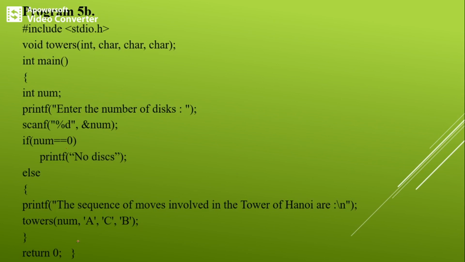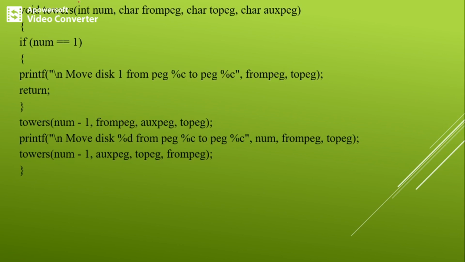If this job is done, I am going to return 0. That means it's the end of the job. Let's understand the towers function. The towers function here, as I told previously, will contain 4 parameters: number of disks, from peg, to peg, and auxiliary peg. So this is a recursive program.